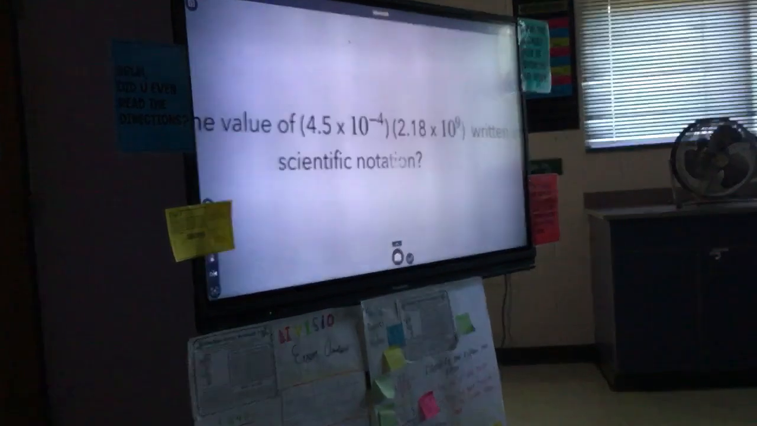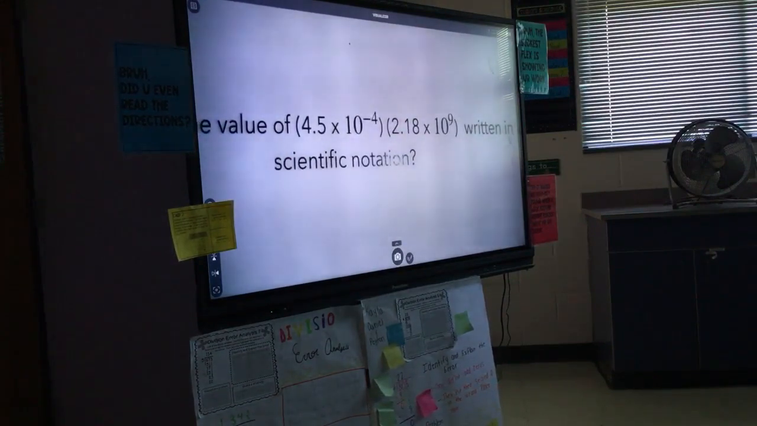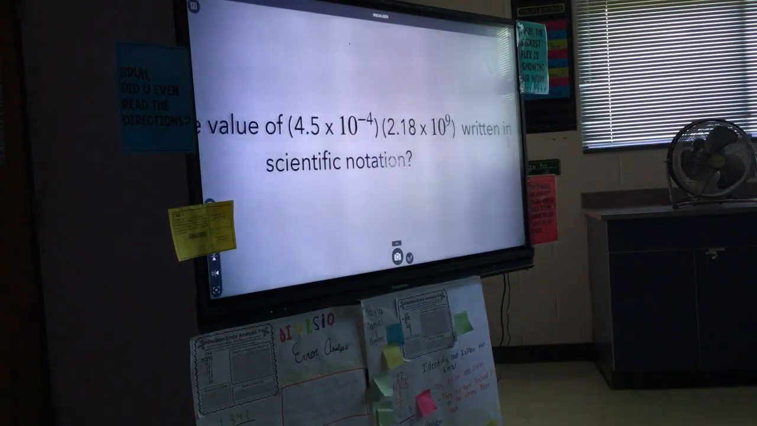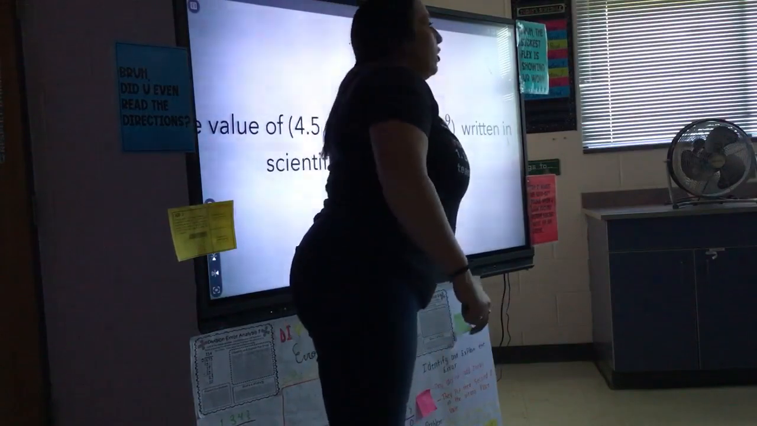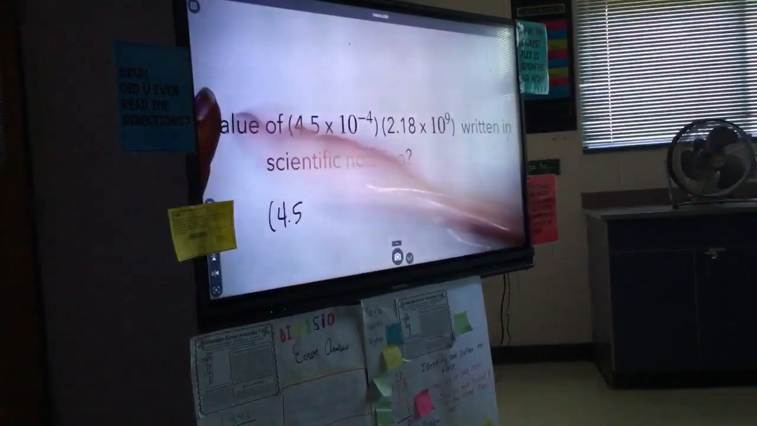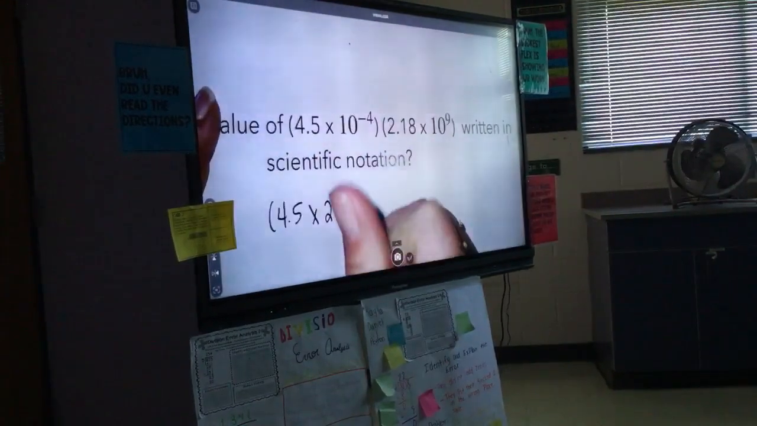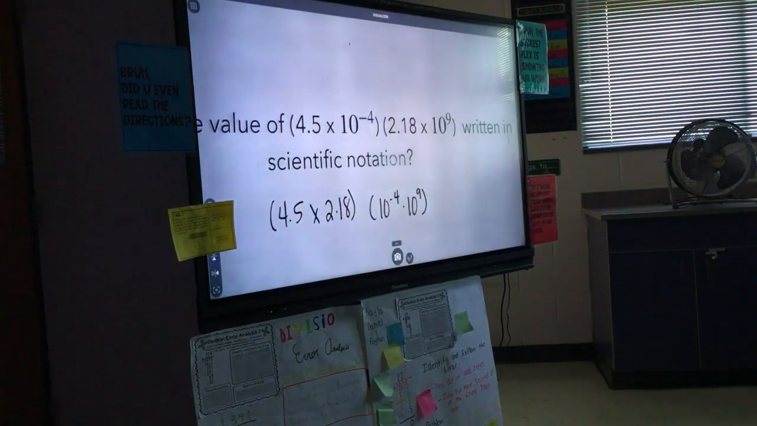All right, so it says what is the value of 4.5 times 10 to the negative 4th power times 2 and 1800 times 10 to the 9th power. Give it a try. I'll give you a hint. Multiply your whole numbers and then multiply your exponent ones. So it's going to look like 4.5 times 2 and 1800, and then 10 to the negative 4th times 10 to the 9th. Okay, so do that.